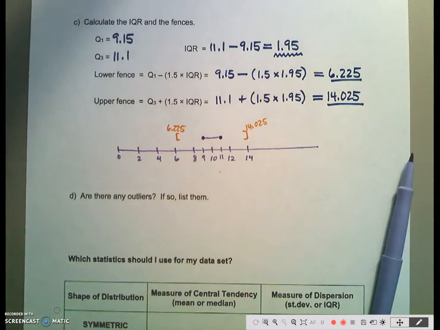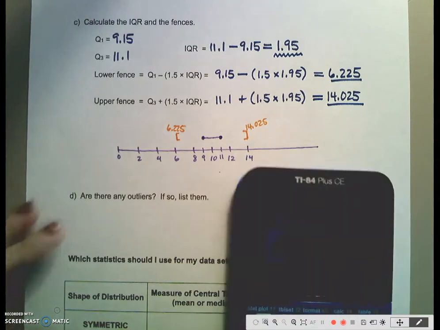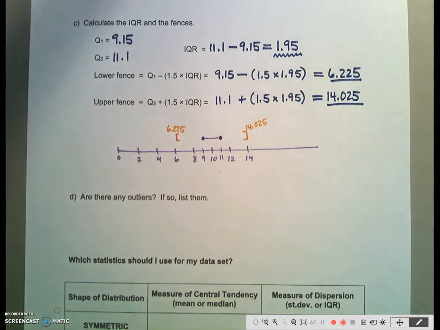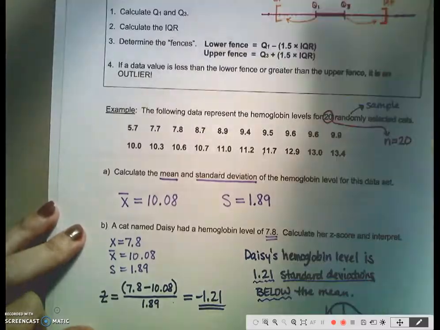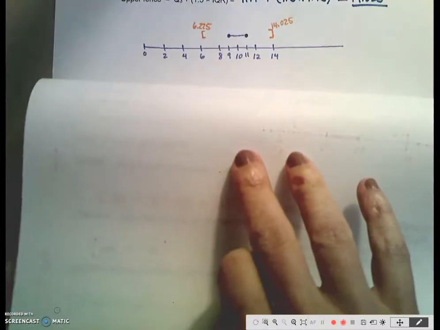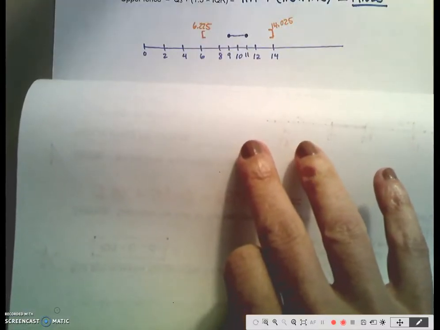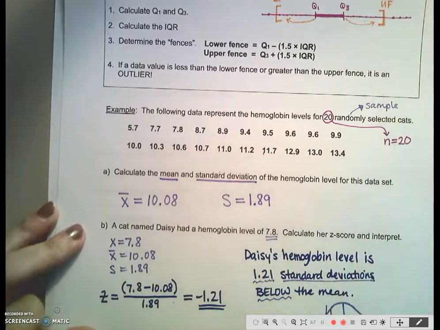Any data points that fall outside of that fence would be considered outliers. So now I want to know, do we have any outliers? Well, I don't know. Let's look at the data set. Let's see if I can get it all on here. There's our data set. We're looking for numbers smaller than 6.225. Let's start there. Anything smaller than 6.225.